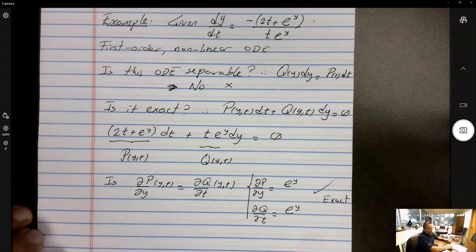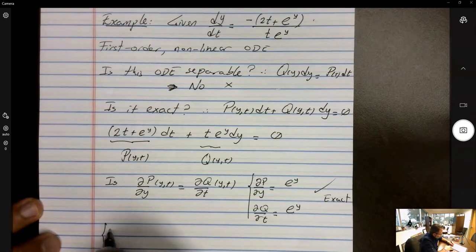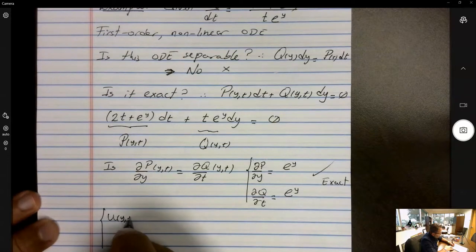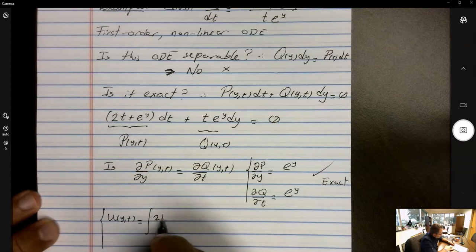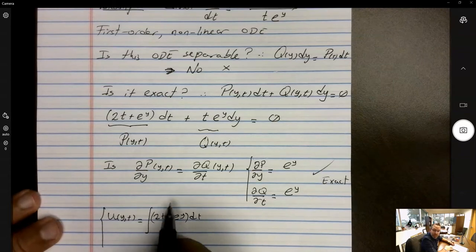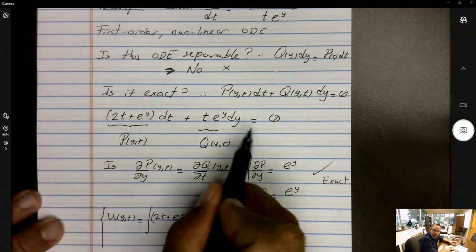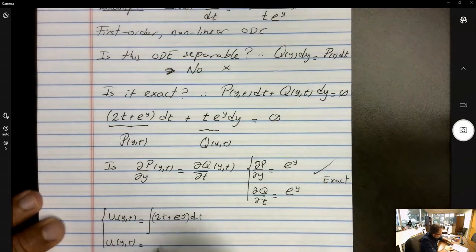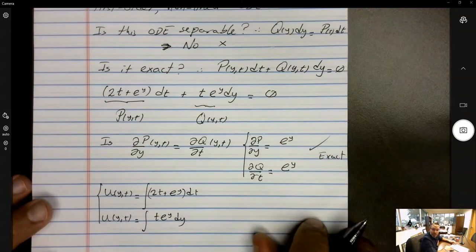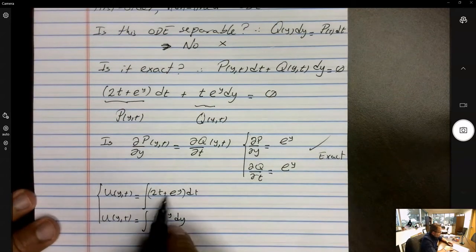All right? So that means that we can somehow find a function u of y and t, which is the integral of these with respect to t. So notice that in order to check whether it was exact, we differentiated this with respect to y, but now we're integrating it with respect to t. So we're integrating the left and the right, right? And simultaneously, the integral of these with respect to y has to match. There's such a function, u, that exists, that when we do this, it will show up.